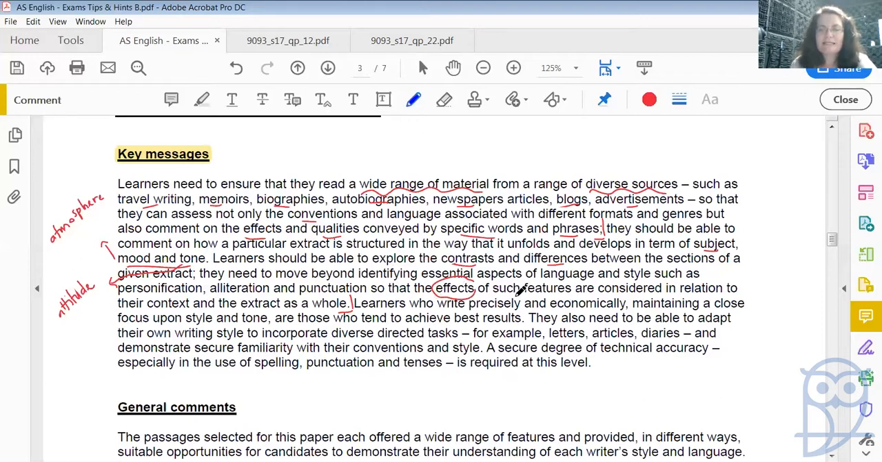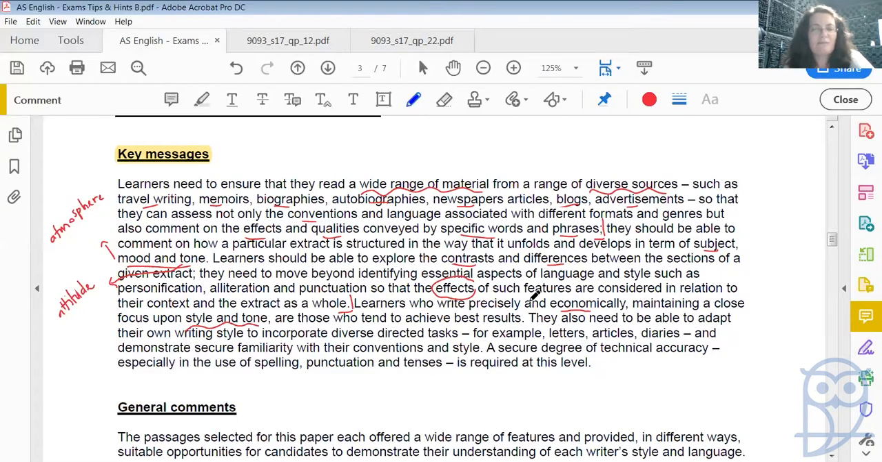Learners who write precisely and economically, which means concise, clear, plain language. That doesn't mean being dumbed down. This means being very clear, and not trying to say something in a million words when it can be said in 10 words. So they write precisely and economically, maintaining a close focus upon style and tone, are those who tend to achieve best results. So be precise, be economic, concise, maintain a precise focus upon style and tone.